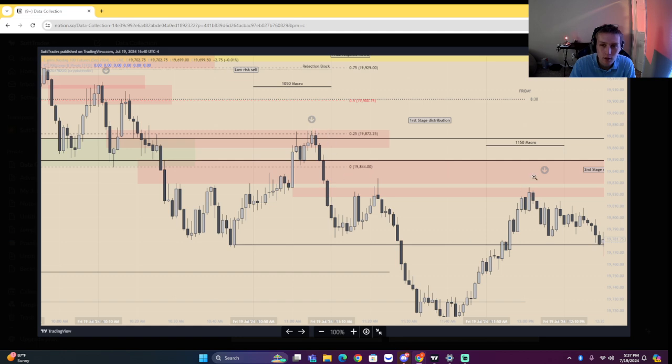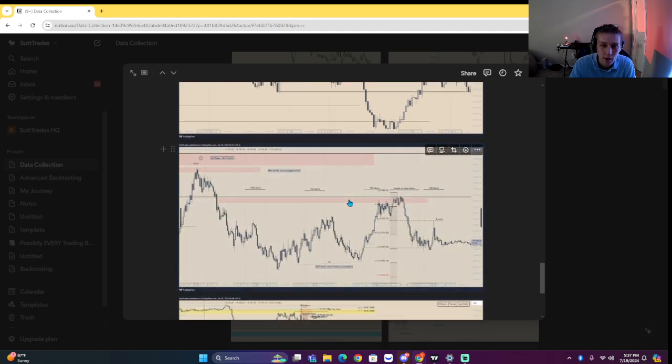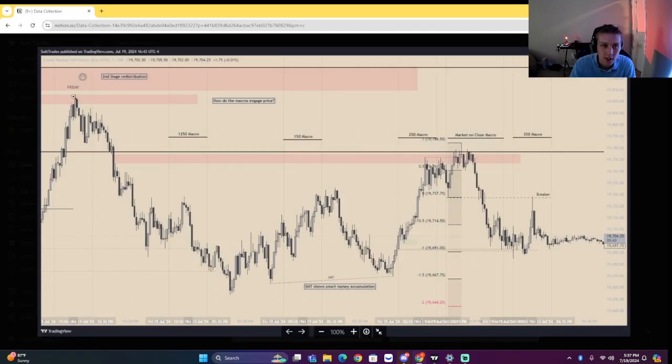And then we displace, having that first stage of redistribution within a macro. And then we have the second stage of redistribution also occurring within a macro. And then here we have the PM session. The PM session was just generating liquidity. And then we have smart money. We have an SMT showing smart money accumulation of longs below midnight open, below true day. And then we have SMT cracking correlation. And then we end up displacing higher.